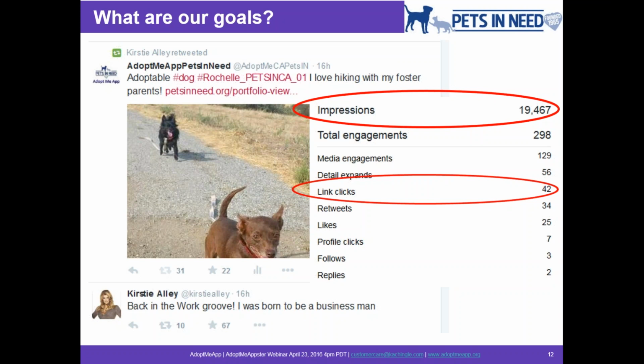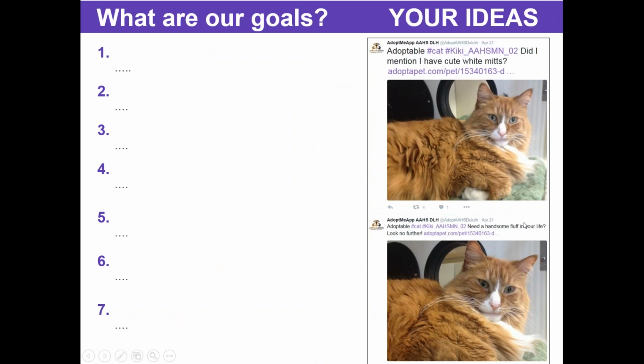Which is kind of the case I showed you before with the dog in San Diego, where we only had a handful of followers, and one person saw the post, came in and adopted the dog. So we're not necessarily saying that we're trying to get all these impressions and all these views, although that's good. So it's kind of a mix of what our goals are. And what I want to do is ask you to come up with a few ideas of what you think our goals are.